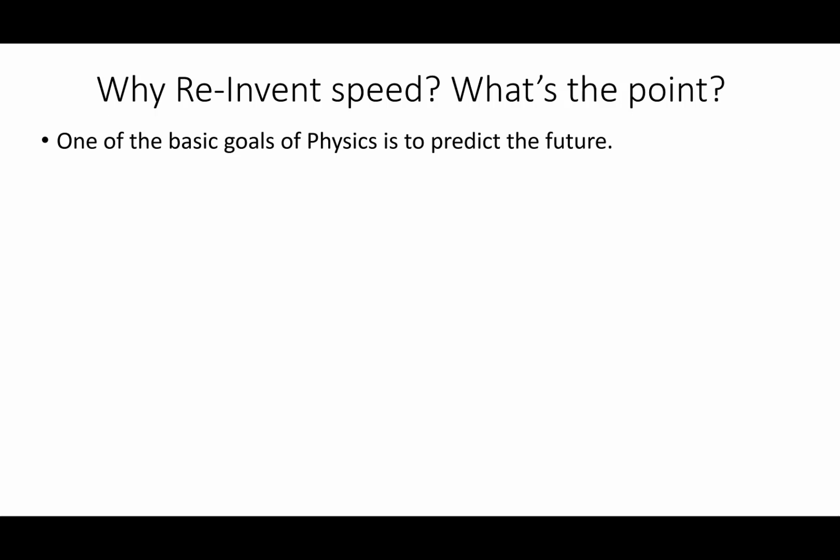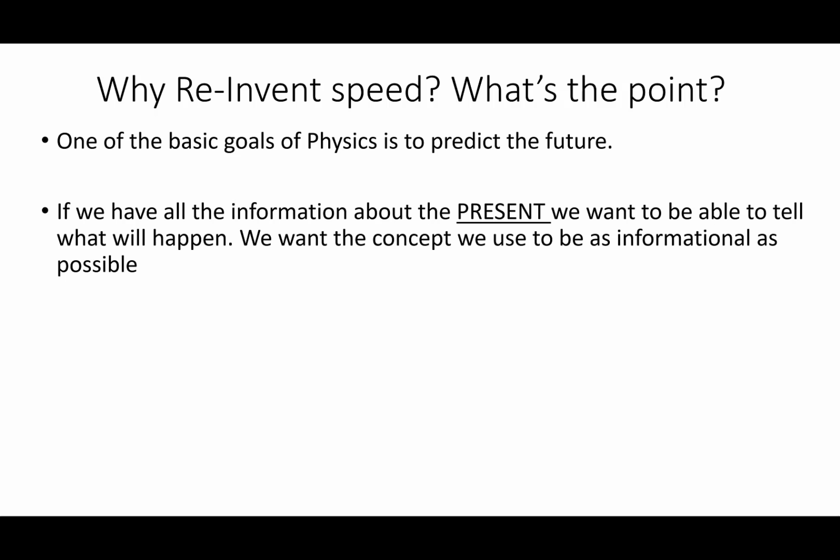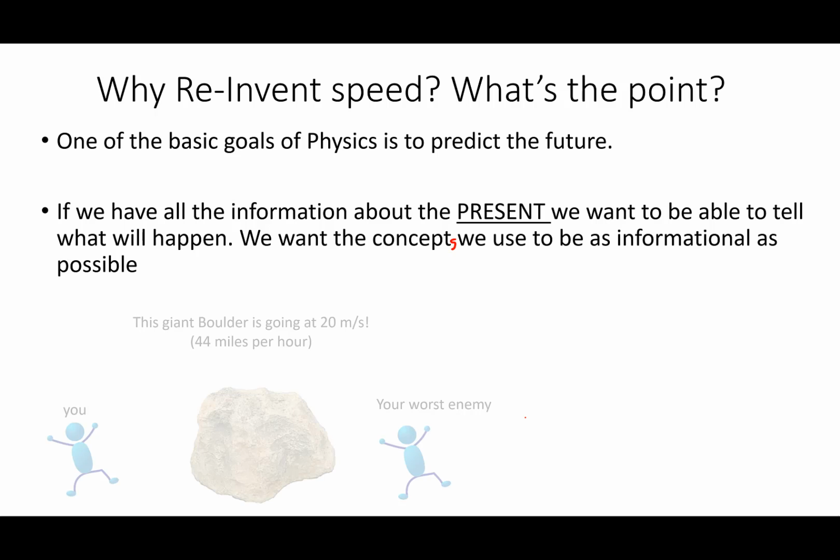So why reinvent speed? Well, the whole point of physics is to predict the future, one of the basic goals. And if we have all the information about the present, we want to be able to tell exactly what will happen in the future. We want the concepts we use to be as informational as possible, so that we can pack the most future-seeing ability into the smallest number of quantities.